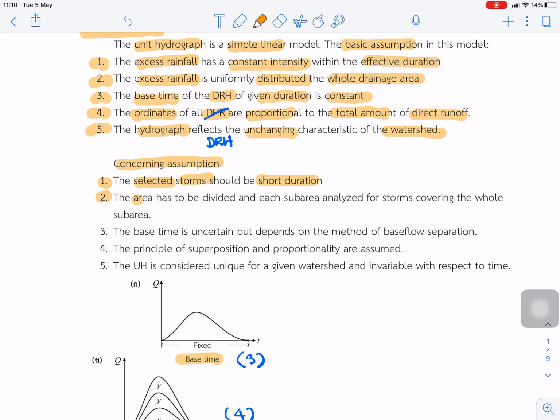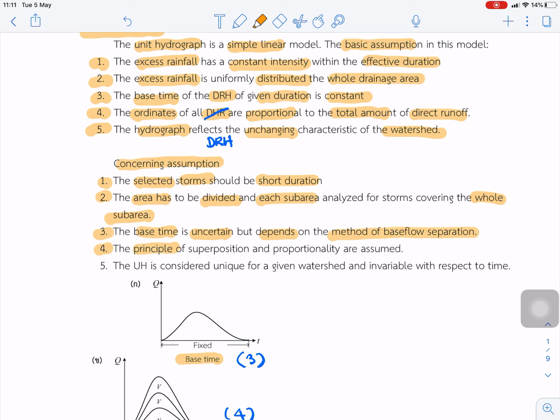And the second, the area has to be divided into small areas, which we call sub-areas, because of the assumption that rainfall is uniformly distributed over the whole area. So we assume that for a small area, the whole area is covered by the same rainfall. And third, the base time is uncertain, but depends on the method of base flow separation.